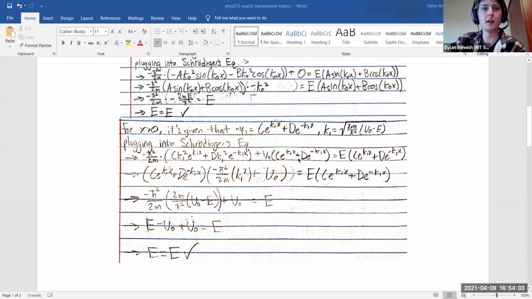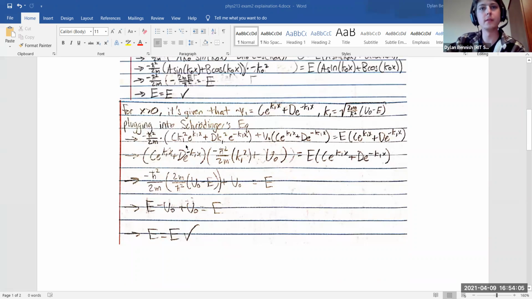So we can cancel psi from both sides. That'll leave us with minus h bar squared over 2m. And I get this term from the fact that k1 is the square root of 2m over h bar squared times u naught minus e. We take the square root away since we're squaring it, and we're left with this right here. And obviously we keep the u naught.